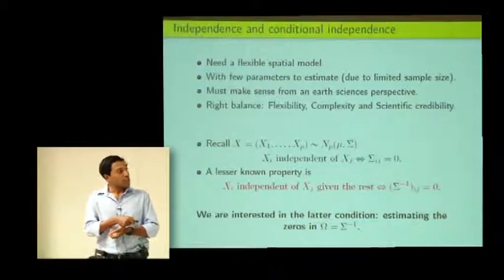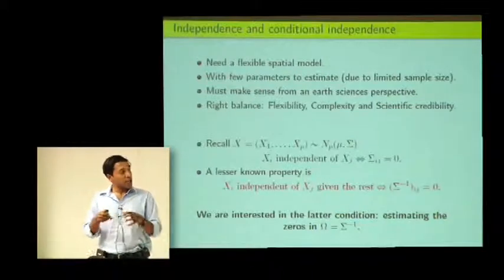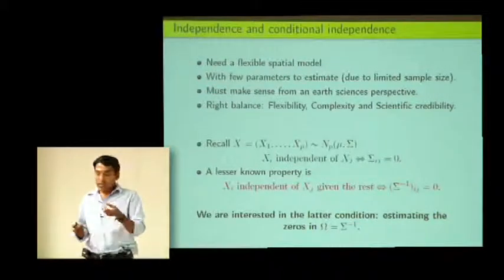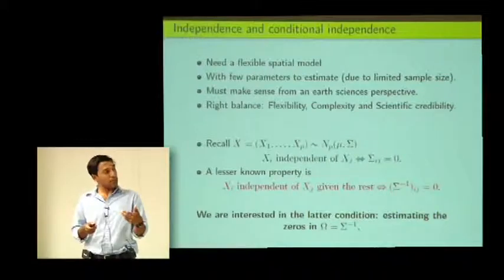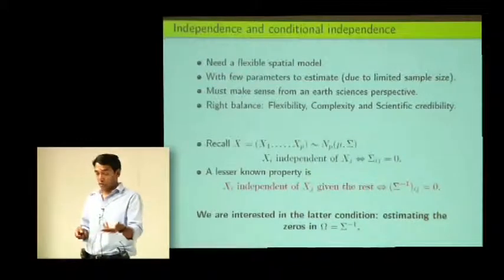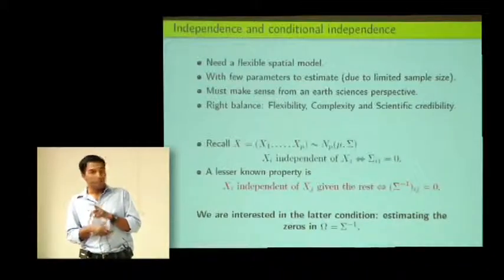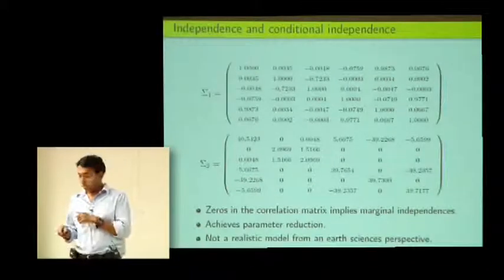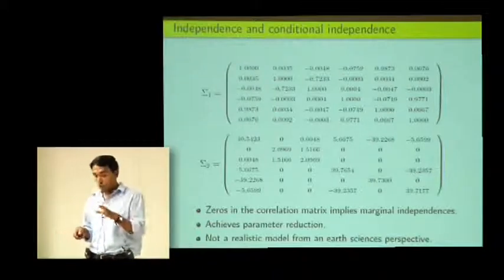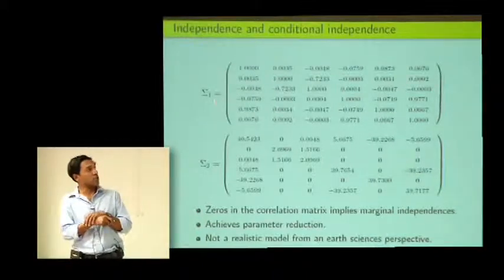So what this essentially says is that if you have two spatial points, we can somehow find zeros in the inverse covariance matrix and make sure that it makes sense from an earth science point of view. I'll try and explain that in the next few slides, because it's a very important concept. So here's a covariance matrix.